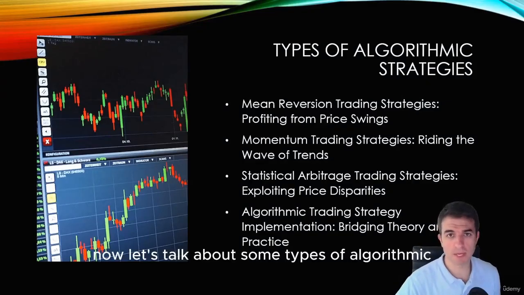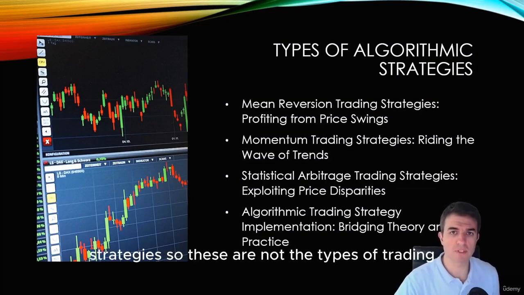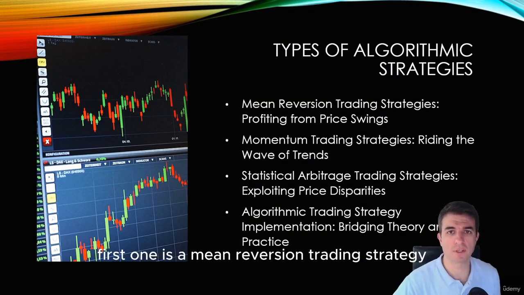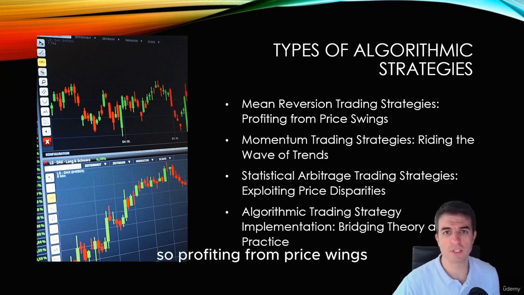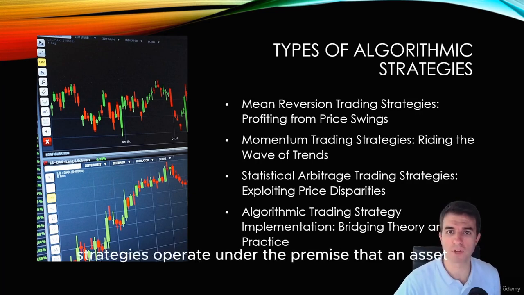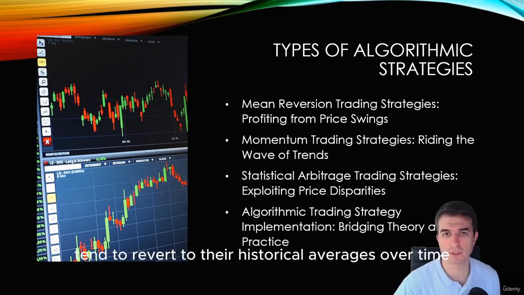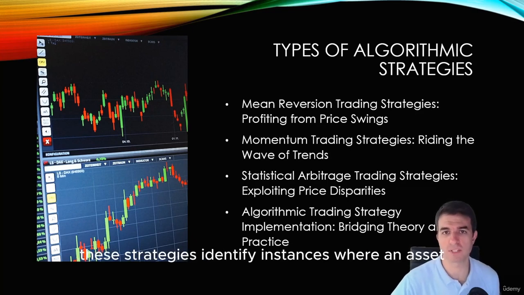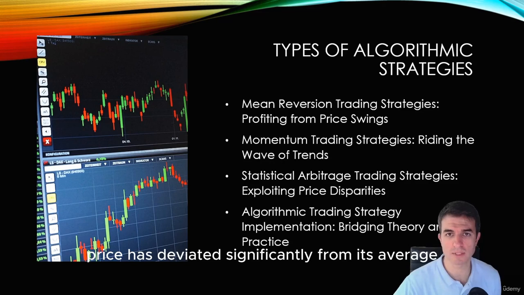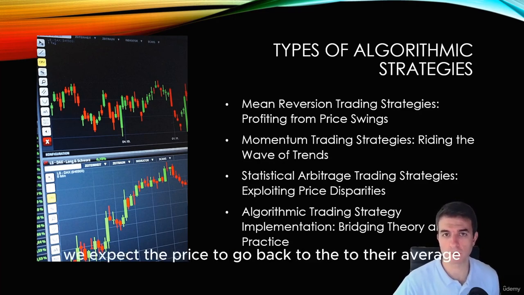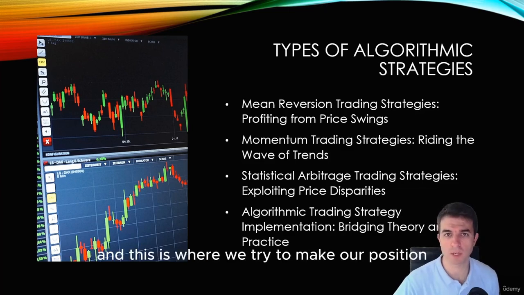Now let's talk about some types of algorithmic strategies. So these are not the types of trading, it's just the types of algorithmic trading. First one is a mean reversion trading strategy, so profiting from price swings. Mean reversion strategies operate under the premise that asset prices tend to revert to their historical averages over time. These strategies identify instances where an asset price has deviated significantly from its average, anticipating a subsequent correction. So we wait for the correction, we expect the price to go back to their average, and this is where we try to make our position.